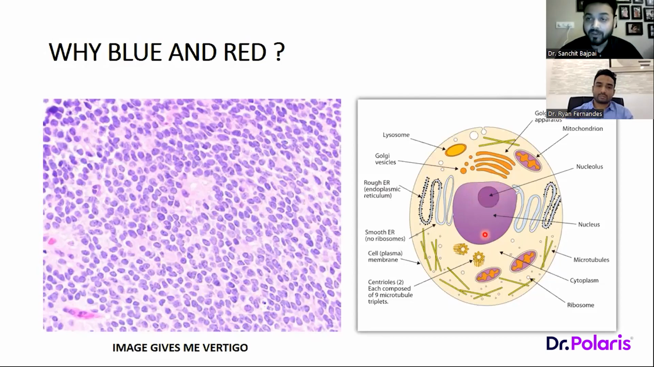Now, why is this important? Whenever you are putting a stain to a cell, it will stain differentially. It won't stain together. Some stain will be taken up by some part of the cell. Some stain will be taken up by some other part of the cell.